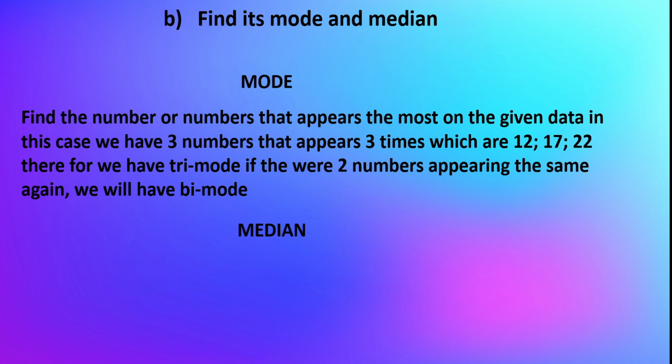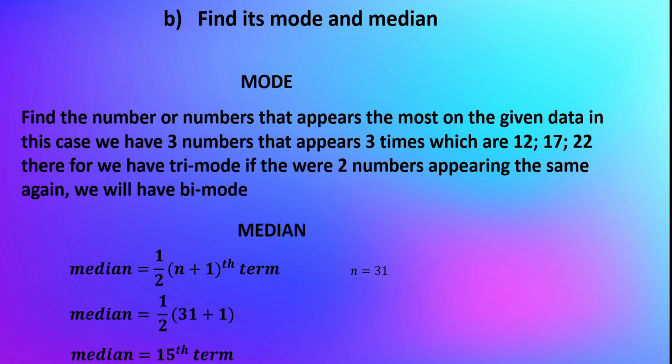So now calculating the median. In calculating the median, we just have to use the formula. The formula says 1/2 (n minus 1)th term. So we have to find the nth term. In this case, we know that our n is 31. How to find our n? We just count out the numbers that we were provided with. In this case, we have got 31 numbers. So plug in the numbers, we get our median as the 15th term.